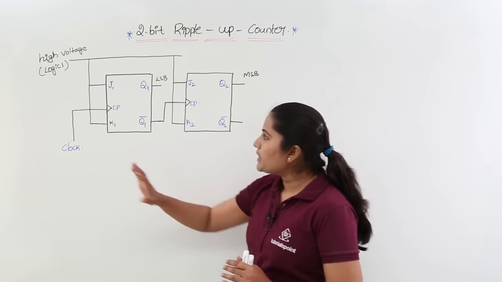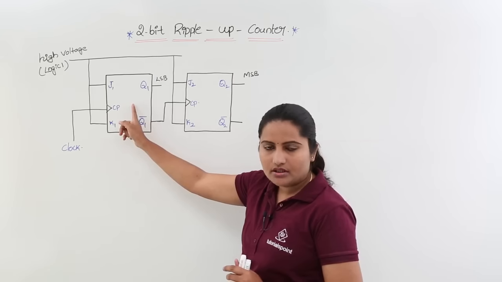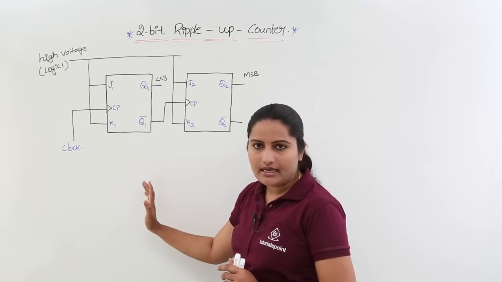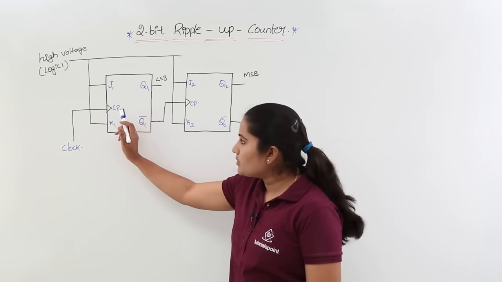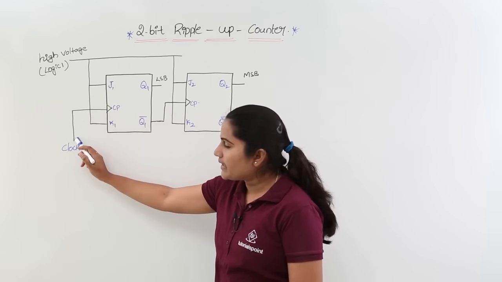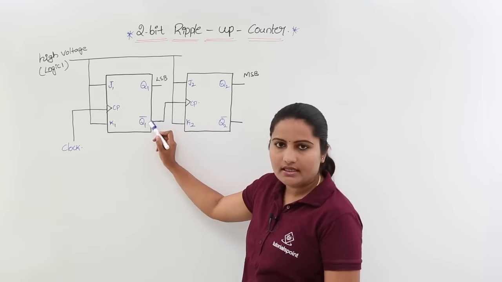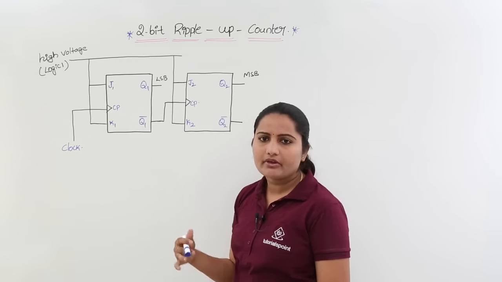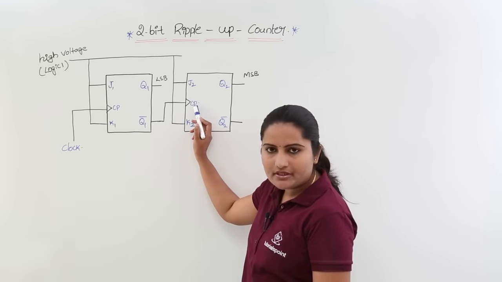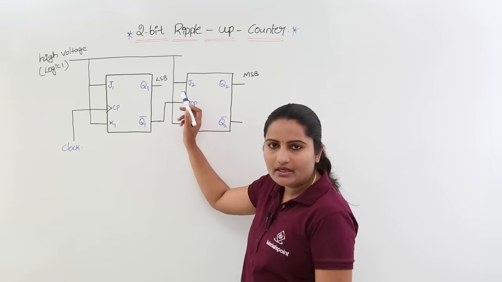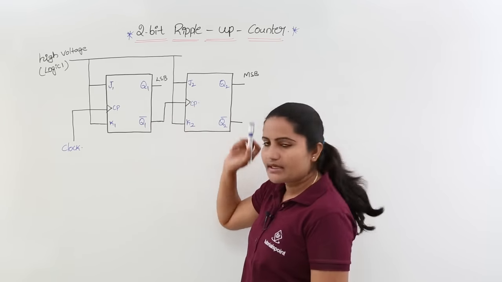So, this is a ripple counter. As this is an asynchronous counter, we do not have a similar clock pulse here. Here you can observe the clock pulse. Here we used a separate clock pulse, and here the previous output or its complement we can take as the clock pulse. So the clock pulse for the second flip flop comes from the output of the first flip flop.